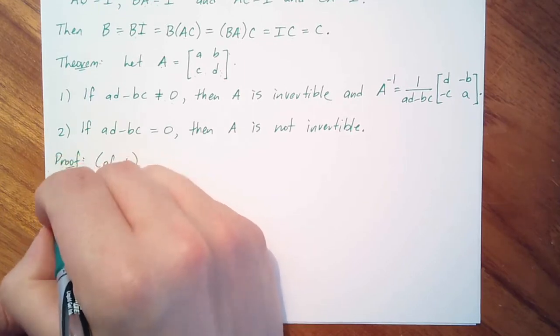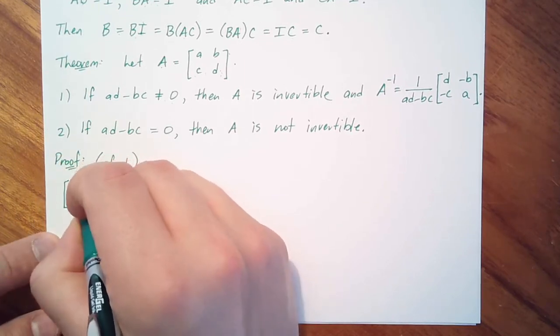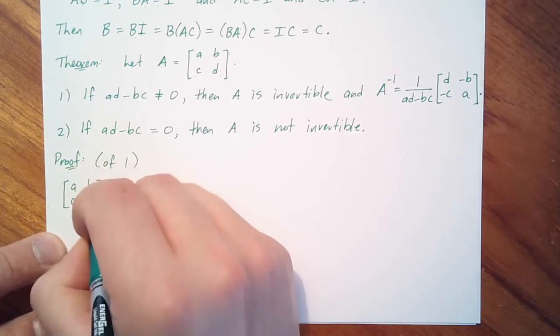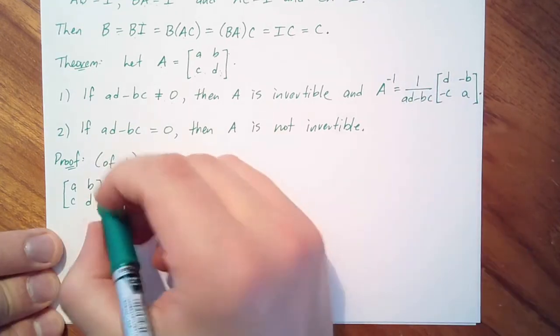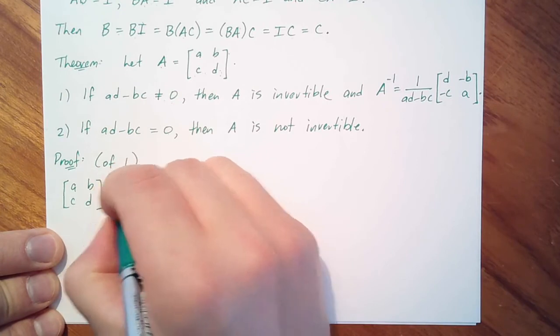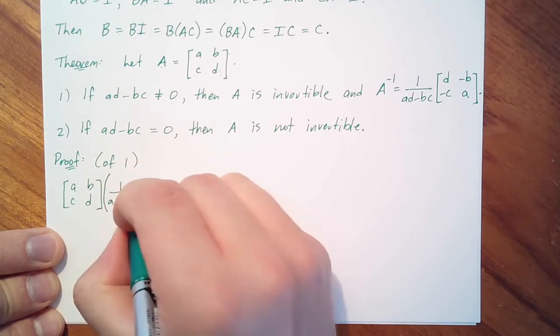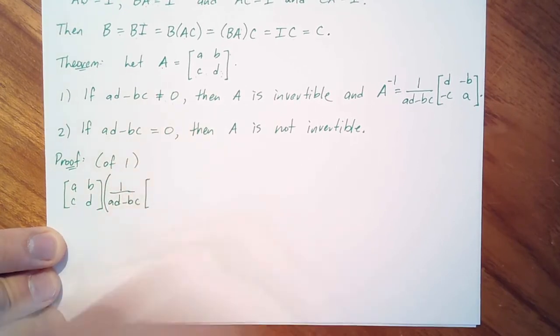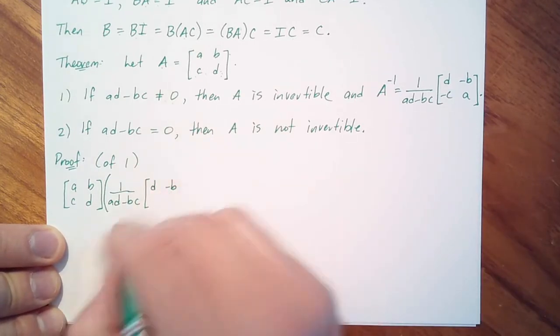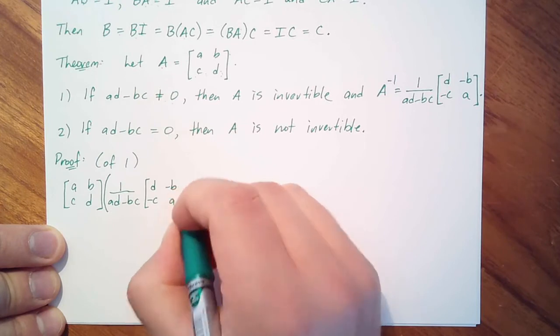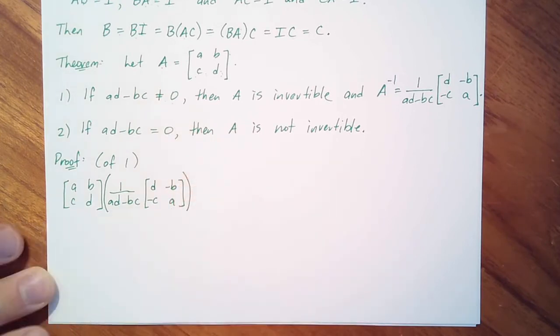So let's start by taking the matrix A and multiplying it on the right by this matrix here. We've got 1 over AD minus BC, and then times this matrix here: D, negative B, negative C, and A. So that is the product. Now let's work it out and make sure we get the identity.